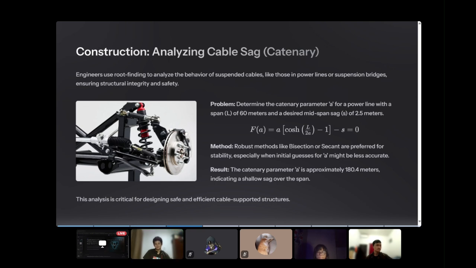Robust methods like bisection or secant are preferred for stability, especially when initial guesses for a might be less accurate. The result: the catenary parameter a is approximately 180.4 meters, indicating a shallow sag over the span. This analysis is critical for designing safe and efficient cable-supported structures.